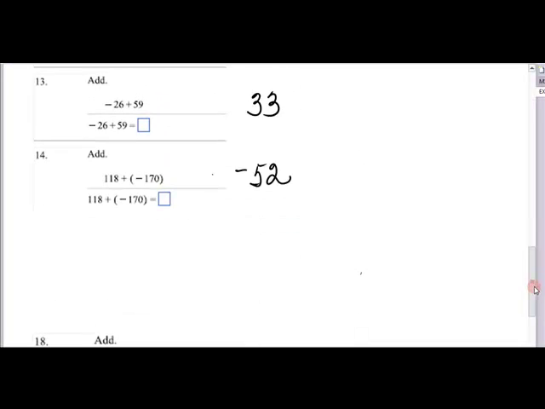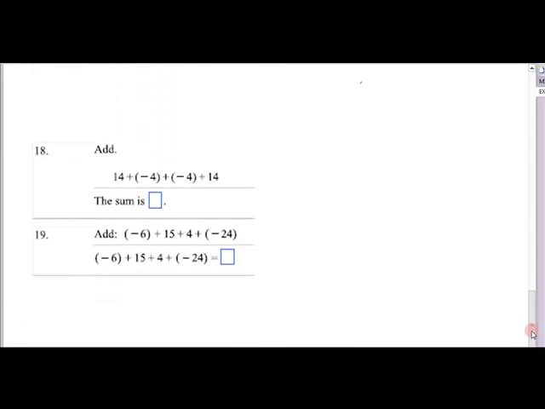All right, now let's look at these last two that have more than just two numbers. All right, let's look at 18. I have 14 plus -4 plus -4 plus 14. I'm going to go left to right, because Aunt Sally would tell me these are all addition, they all have the same priority. Let's just move left to right. These parentheses are simply number holders.